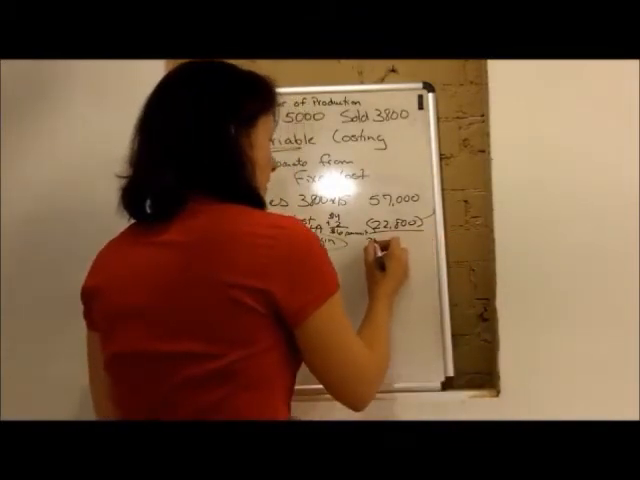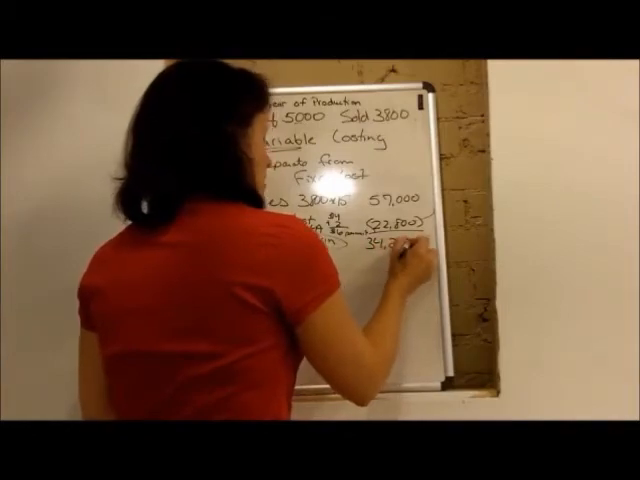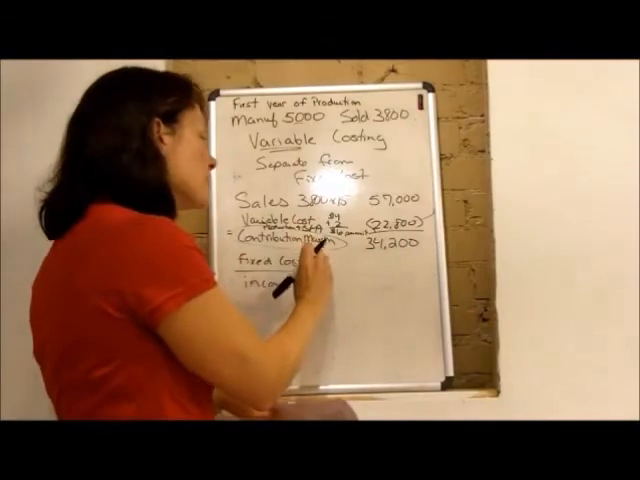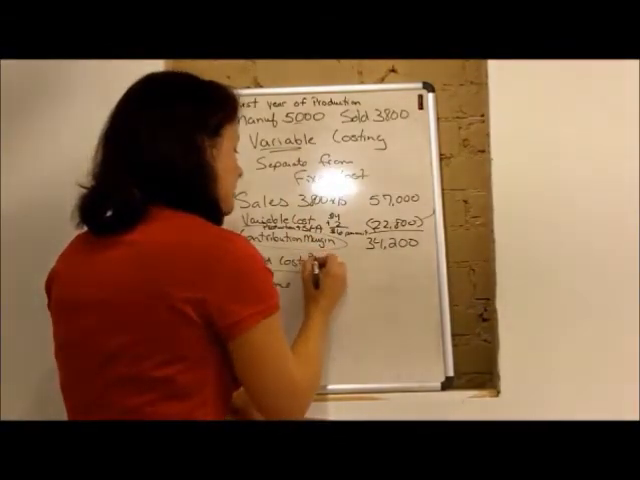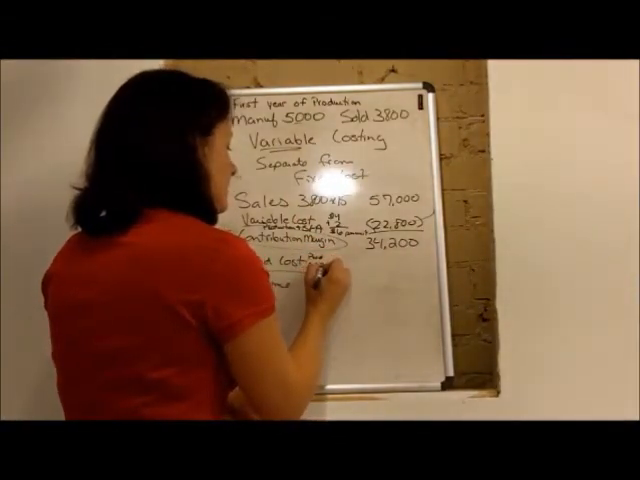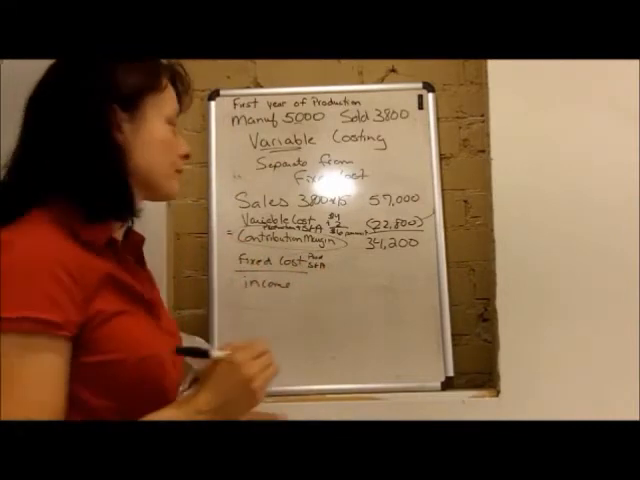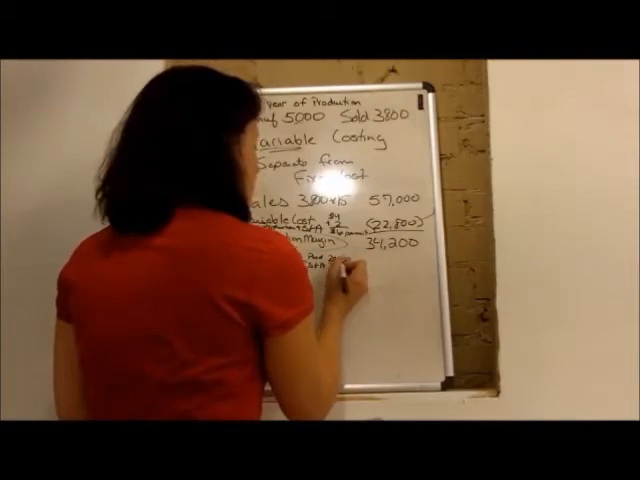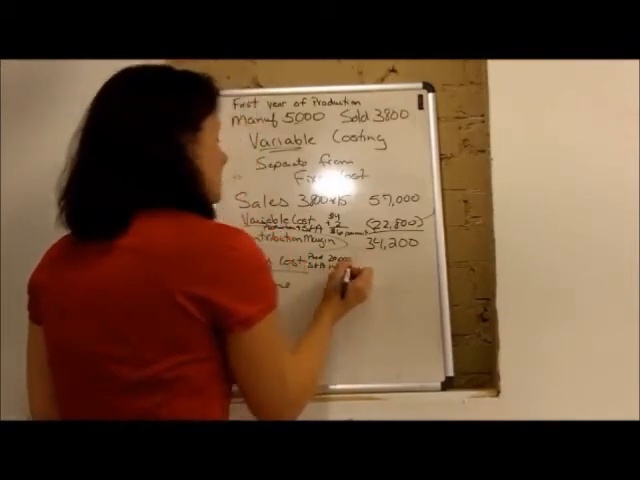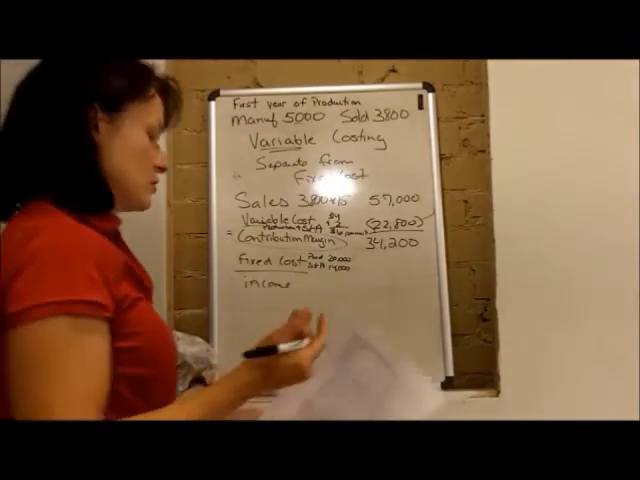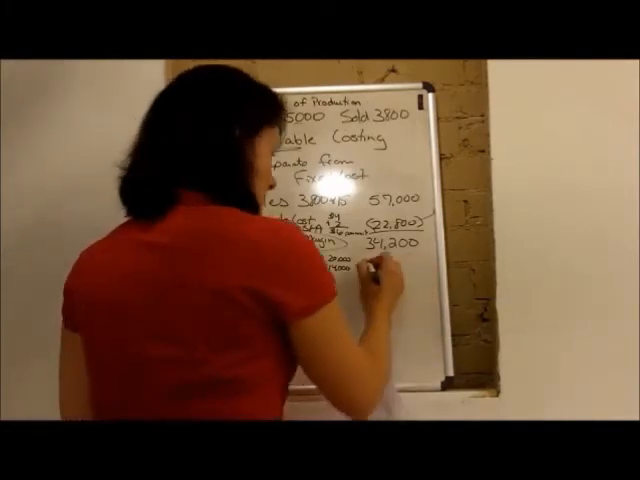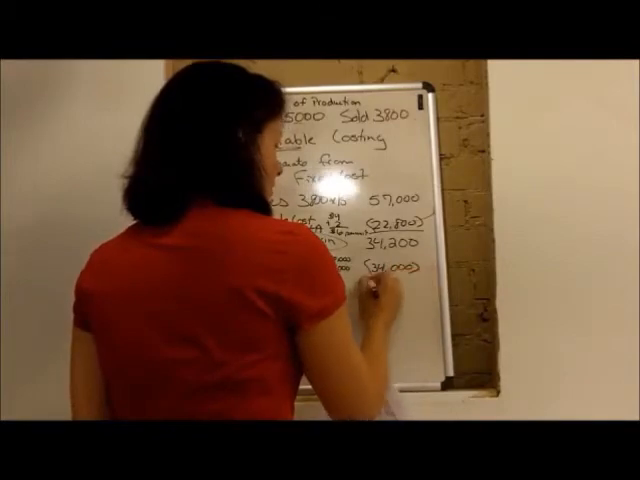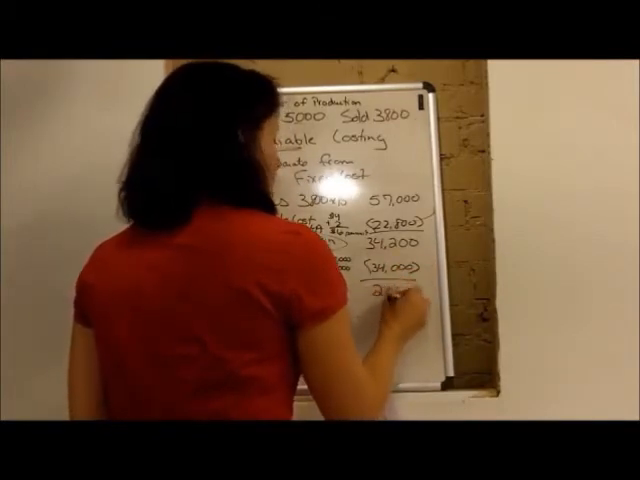This gives us a contribution margin of $34,200. Our fixed cost, again, we're grouping all the fixed costs together. Again, production and SG&A. We have $20,000 for production, $14,000 for SG&A. Together, that's $34,000. Our income is $200.